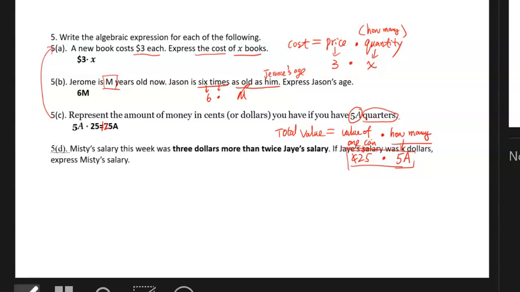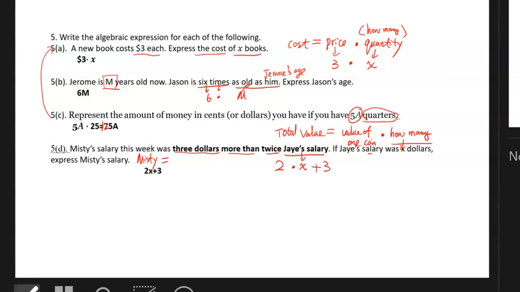Okay, the next question, it says Misty's salary this week was $3 more than twice Jay's salary. If Jay's salary was X dollars, and Misty's salary was equal sign $3 more than twice. Twice means 2 times. So I'm going to do 2 times Jay's salary. $3 more than that. So on top of twice Jay's salary, we also have $3 more. So we add $3 to that. So the answer would be 2x plus 3.